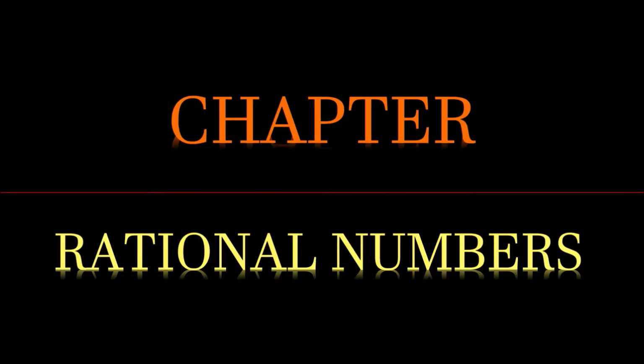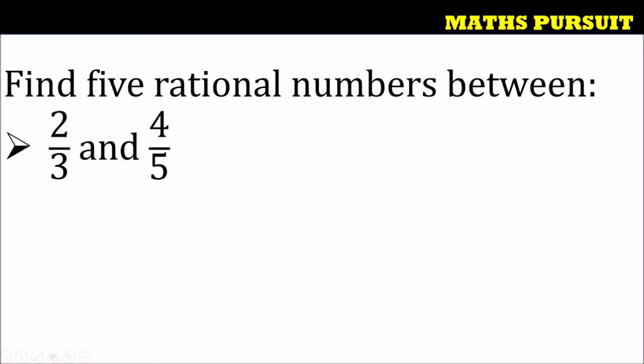Today we'll look into the chapter called rational numbers. The given question is: find 5 rational numbers between 2 upon 3 and 4 upon 5. So let us see how we can solve this.